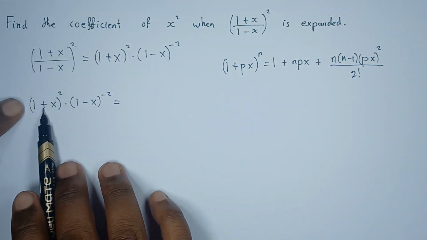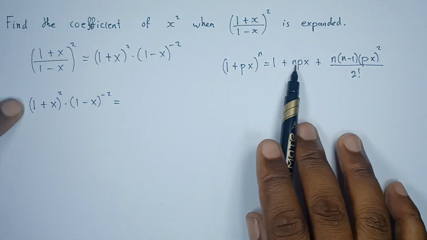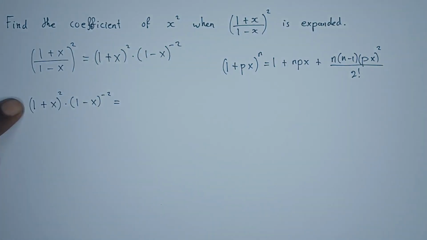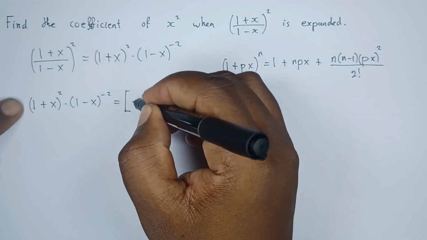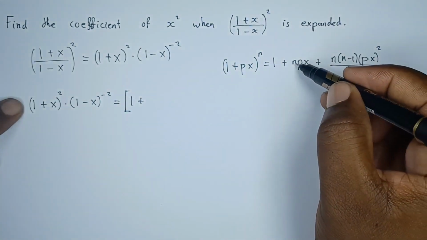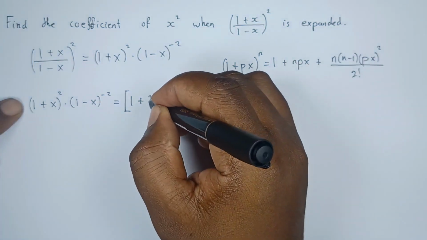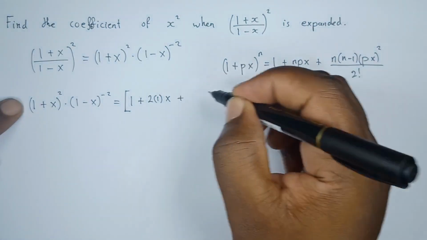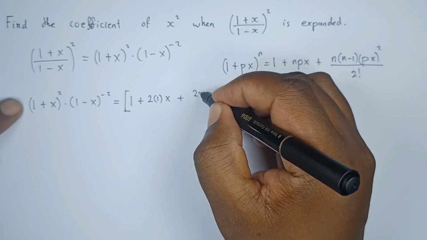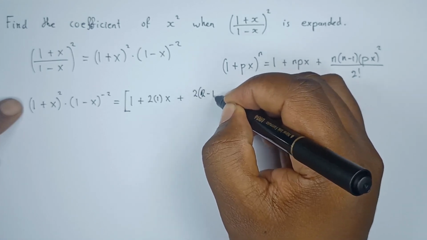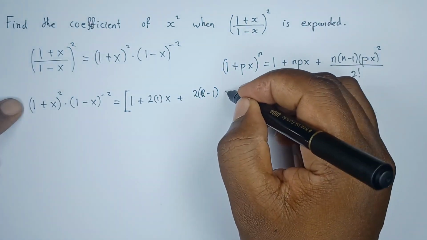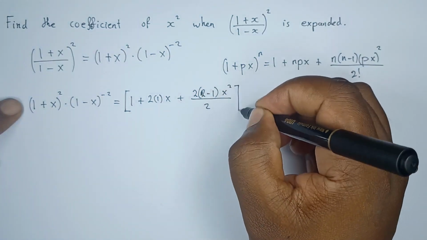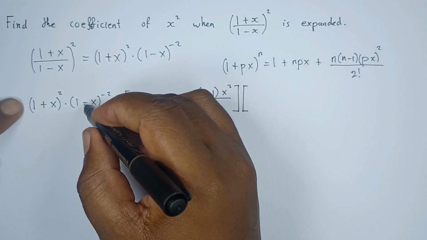For this one, the value of n is 2. I'm applying this same formula. p in this case is 1, which is the coefficient of x. So this will give me 1 + npx, where n is 2 and p is 1, so 2x. Then n again is 2, so 2 times (2 - 1), times p x, which is just x squared because p is 1, all over 2.